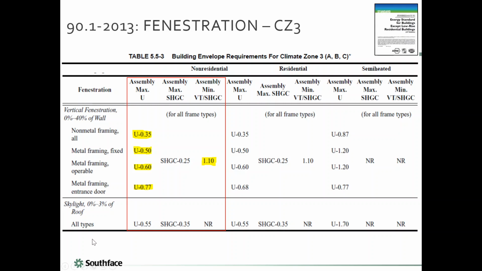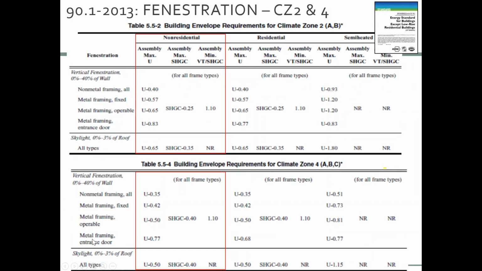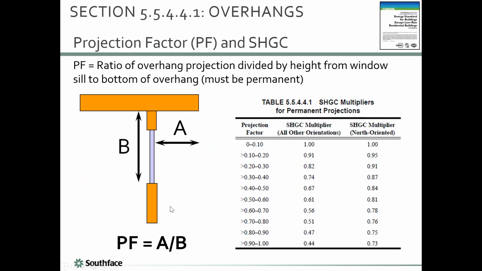Okay, and here's the same U factor values for the other climate zones, and note that solar heat gain is relaxed a little bit in climate zone 4, but U factors are generally more stringent. More cold climate, more hot climate. Those are the changes. ASHRAE 90.1 really does give you a fair amount of credit for permanent overhangs.